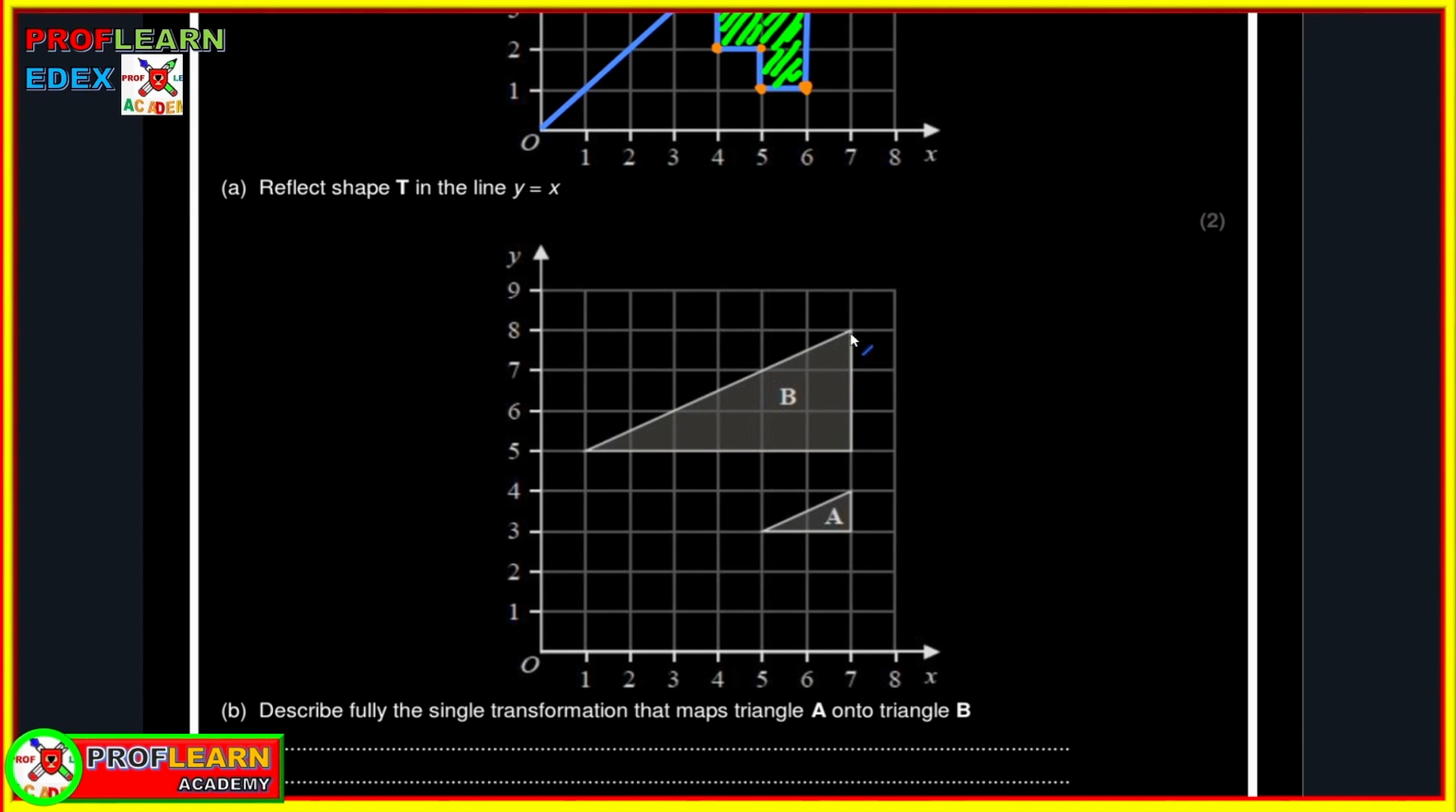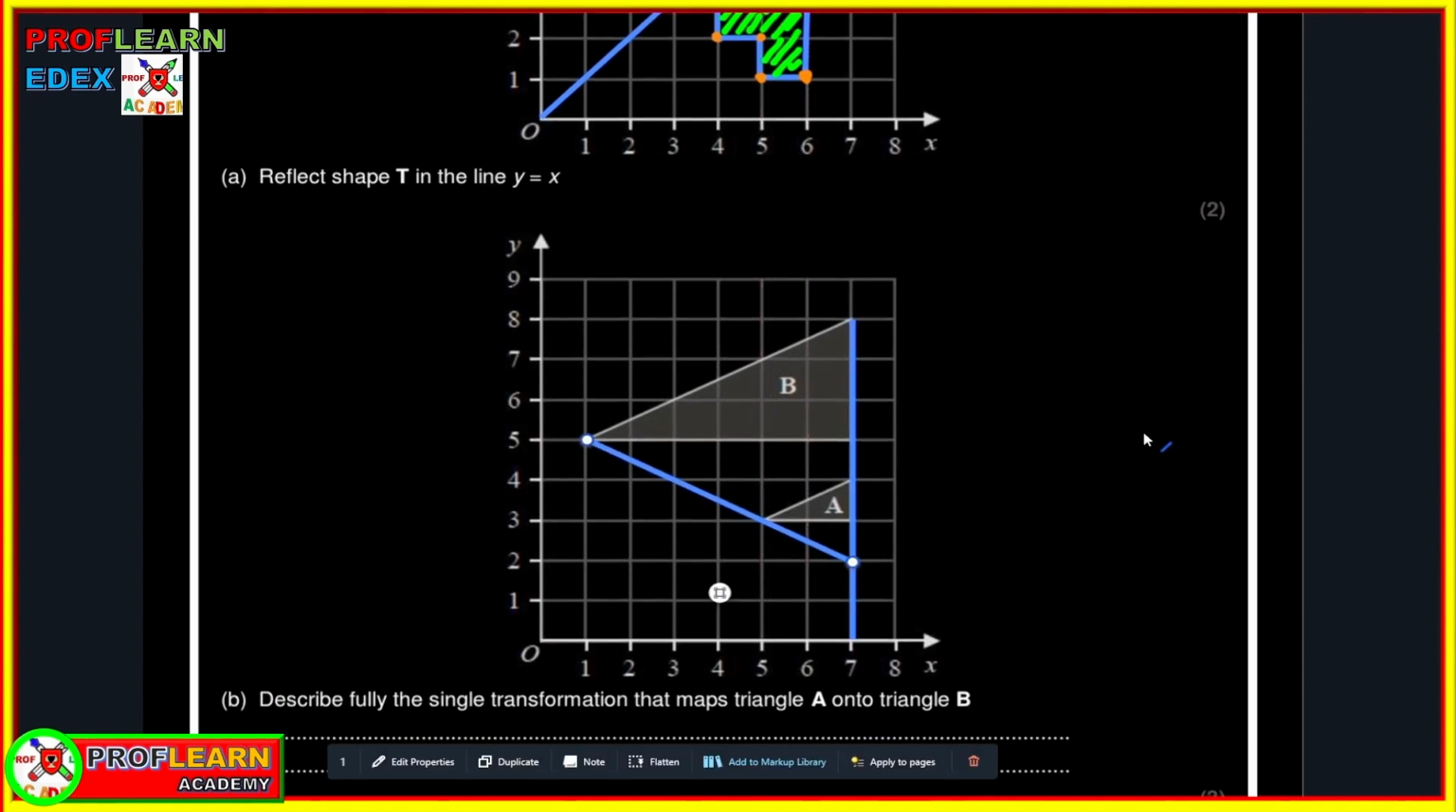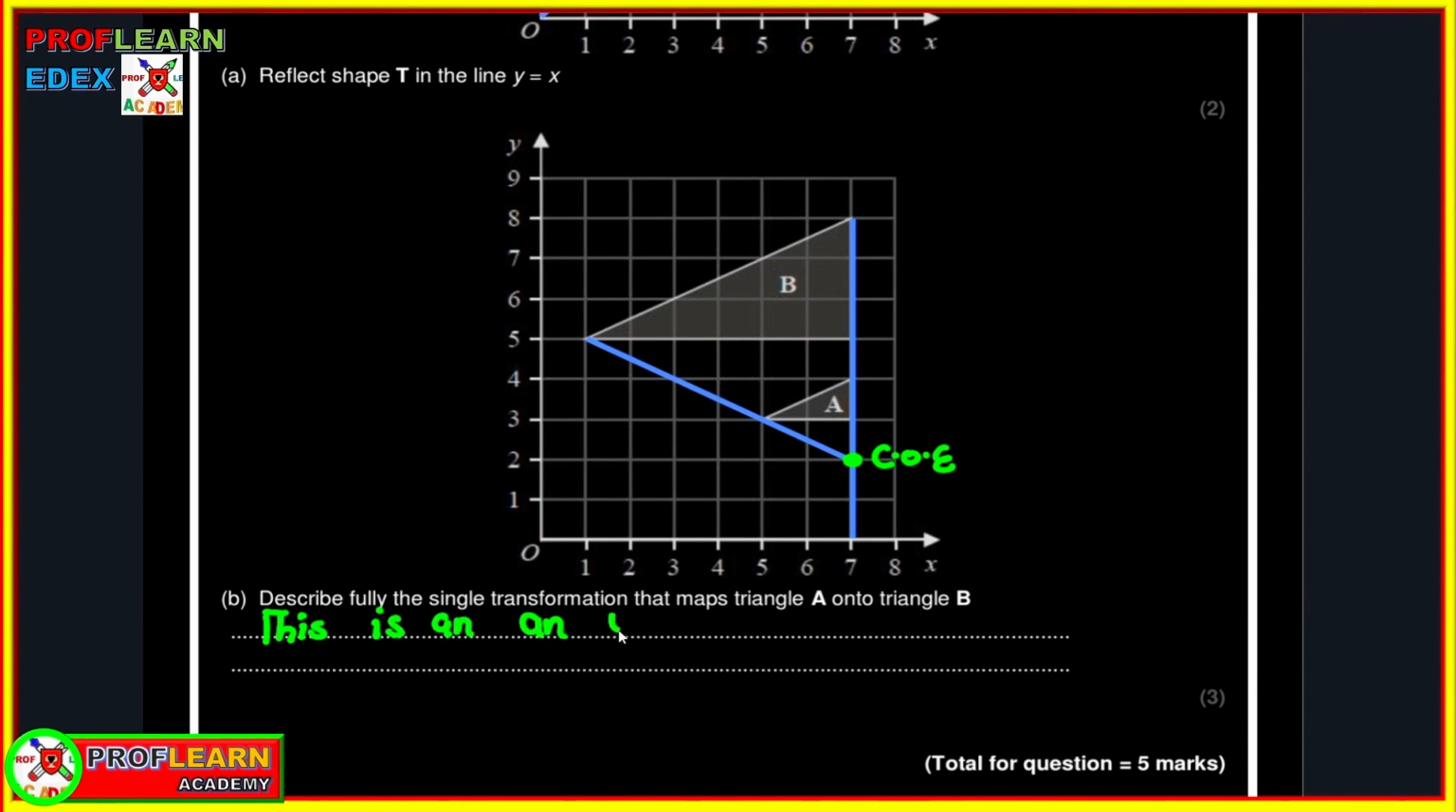That's what you're supposed to do. Now next we're going to find the center of enlargement here. That's the center of enlargement. And what is the enlargement scale factor? The enlargement scale factor is actually 3 as well.